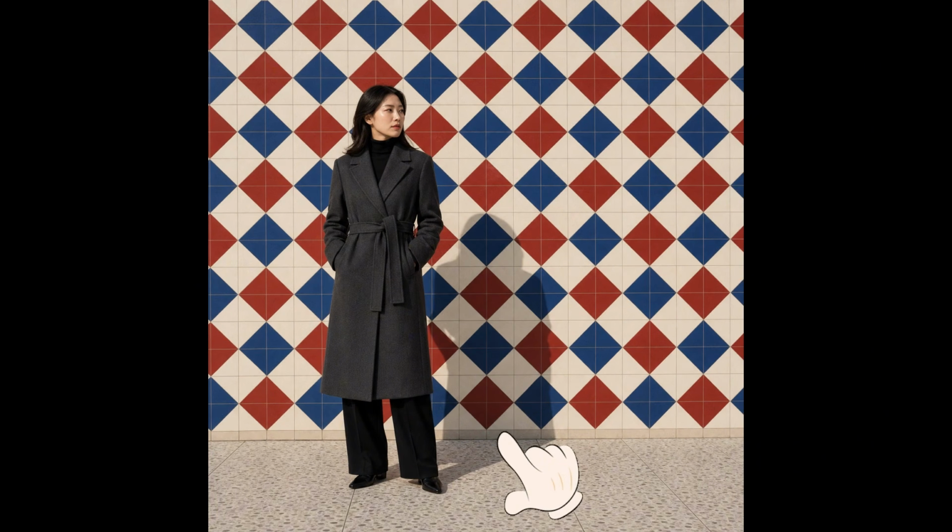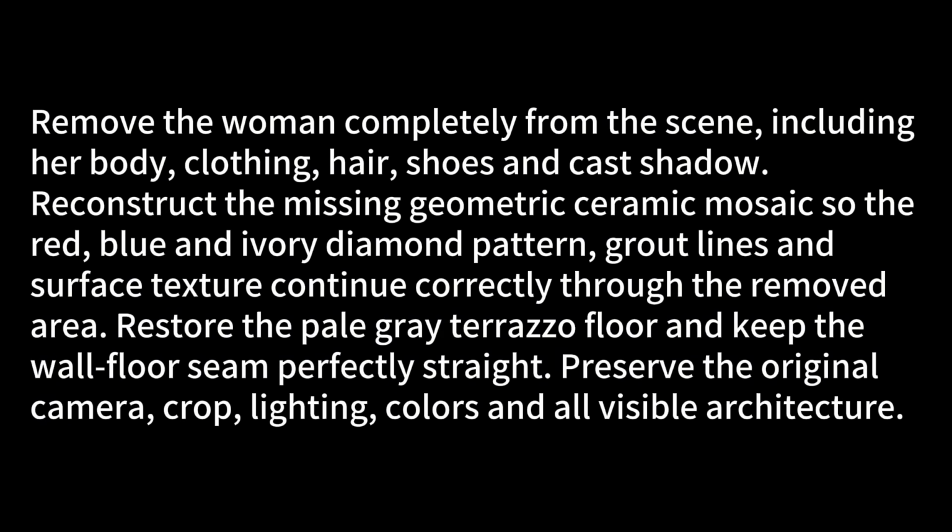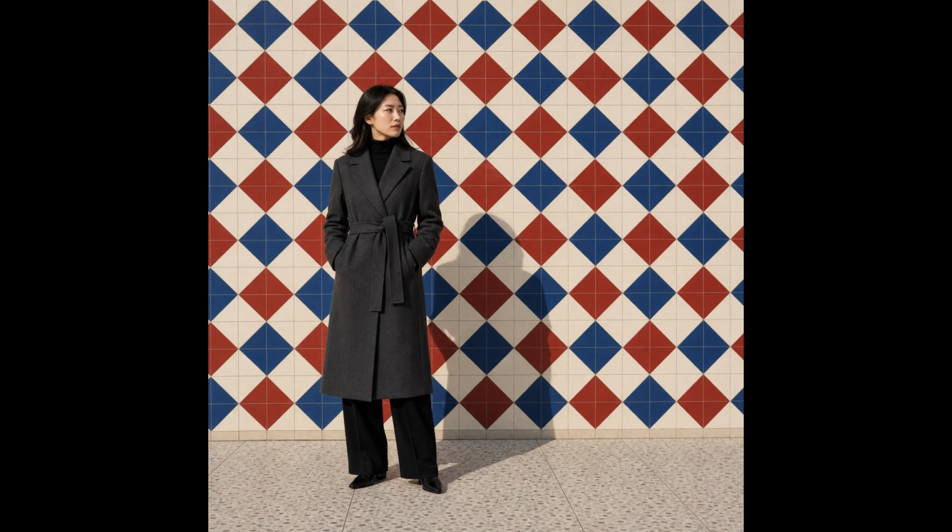So our prompt cannot just say remove the person. I need to explicitly say to remove the body, clothing, shoes, hair, and shadows. Then I need to ask it to restore the red and blue diamond pattern and keep the tile seams and the wall floor boundary continuous. What is the key point here? When removing an object, you also need to remove related elements. And after removal, you need to tell the model what the final state should look like.